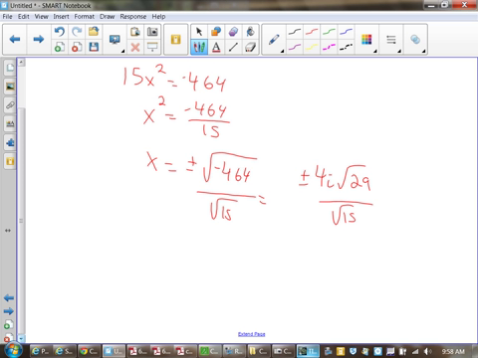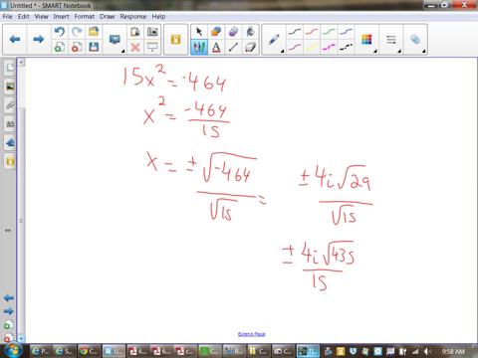From there, I have to multiply the top and the bottom by the square root of 15. So you are going to get a horrible looking fraction. I don't know what 29 times 15 is, but it's probably a number. 435. And I just leave it. And that's it. That's how I rationalize my denominator, multiplying it by the radical. Okay? Multiplying it by the radical.